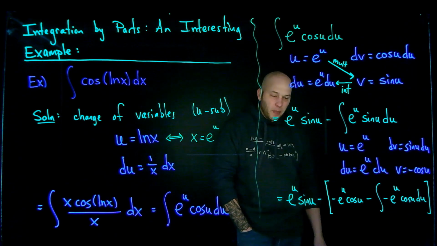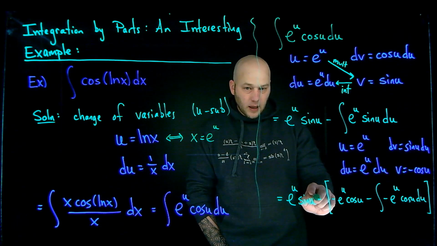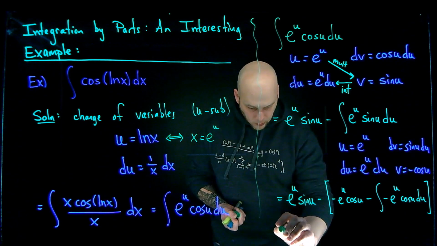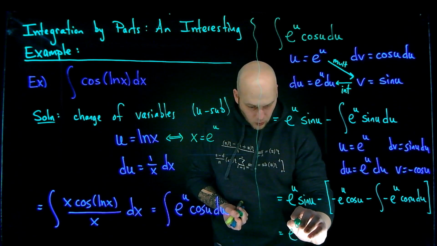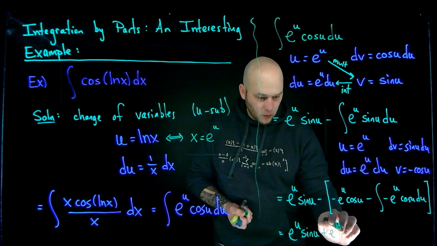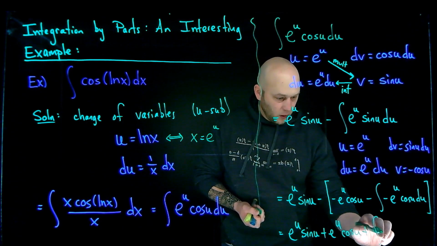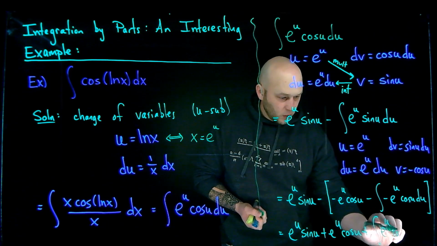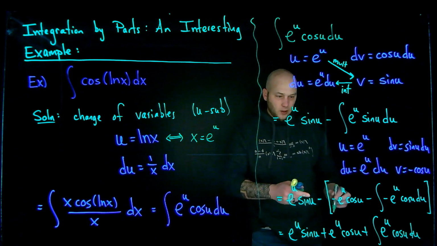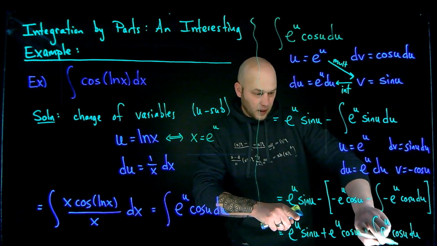And, well, what happened? Of course, negative and negative, I can make that a positive, and same thing with this negative here. If I distribute that through, so this would give me e to the u sine of u plus e to the u cosine of u plus integral of e to the u cosine of u du. Actually, that's going to be negative, negative, negative, so that makes that a negative.